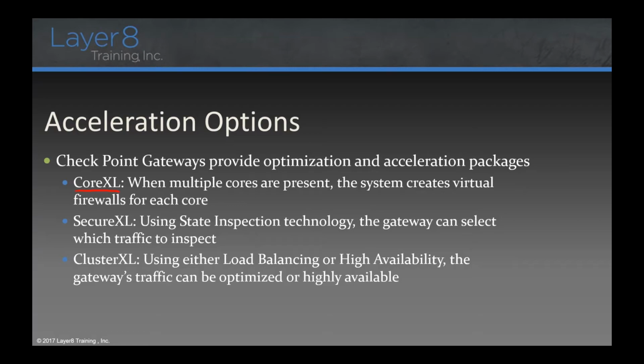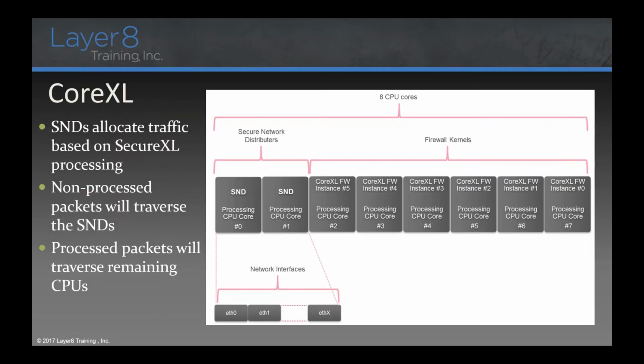With the Core XL, and in this particular example, we have 8 cores or CPUs within, usually it's going to be a gateway. In this case, when I have 8 CPU cores, 2 of the cores are going to be allocated and designated as your secure network distributors. So they're going to be allocated, they're going to be configured to be the SNDs. All packets coming into the system, either coming in or leaving, will enter through the SNDs.